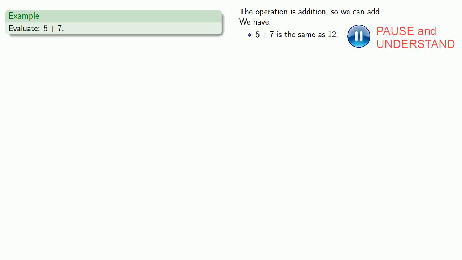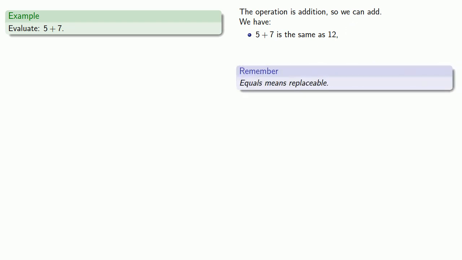For example, let's say I want to evaluate 5 plus 7. The operation is addition, so we can add, and we have 5 plus 7 is the same as 12. And remember, equals means replaceable, so we can write 5 plus 7 equals 12.